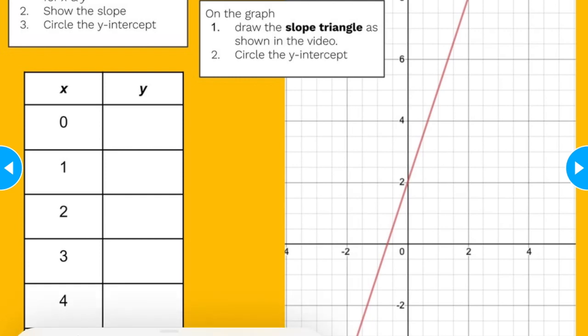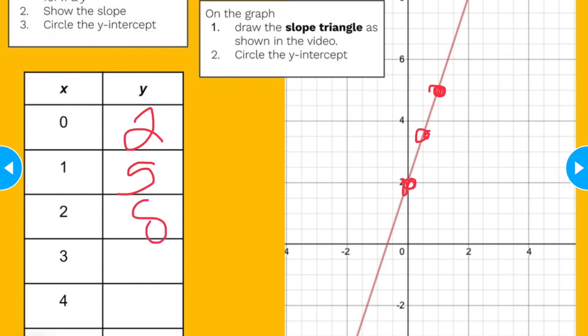For graph A, we see that the line crosses the y-axis at the 2, and then the next point, 1 is 3, and the next point, 3, is 5. So let's write those points in. When x is 0, y is 2. When x is 1, y is 5. And when x is 2, y is 8. And there are a few points in between.